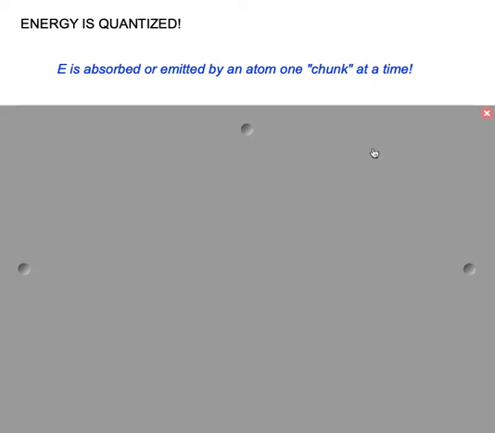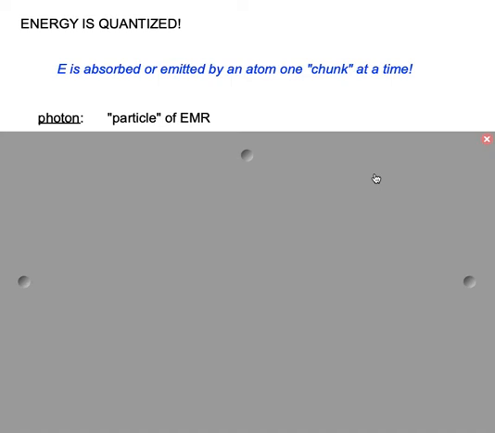With reference to energy, it means that energy is absorbed or emitted by an atom one chunk at a time. When an atom is gaining energy from an external source or giving off energy, it does not do so freely like water flowing from a faucet. It does so one piece of energy at a time. Our name for the particle of electromagnetic radiation is the photon.